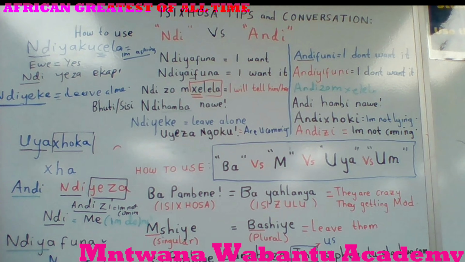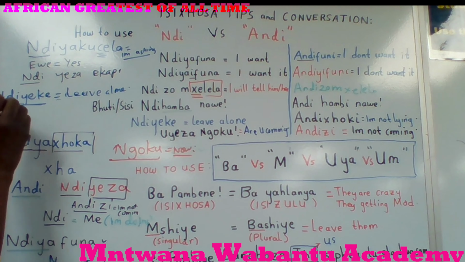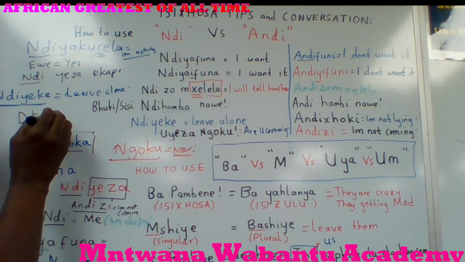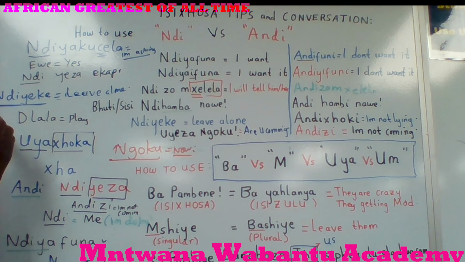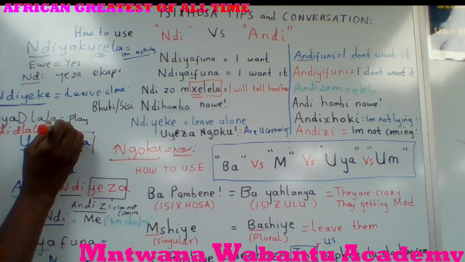Dlala means to play. If you see D and L together, you pronounce it like this. Ndiyadlala. So if you want to say I am playing, you say ndiya dlala. Let me write it bigger so you can see. Ndiya dlala means I'm playing. If you want to say I'm not playing, you must do andi. Andi dlali, I'm not playing.